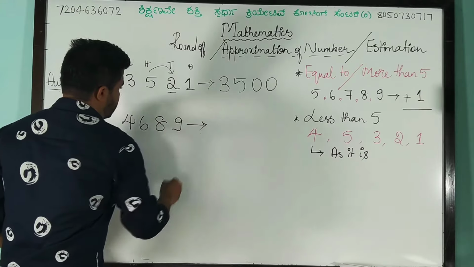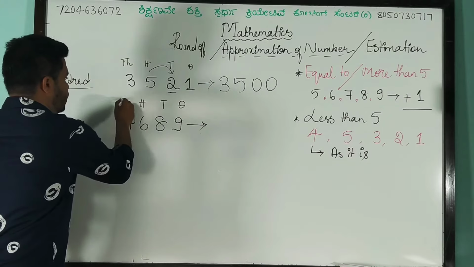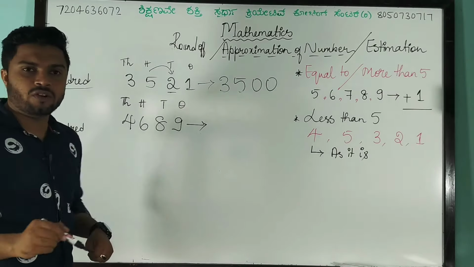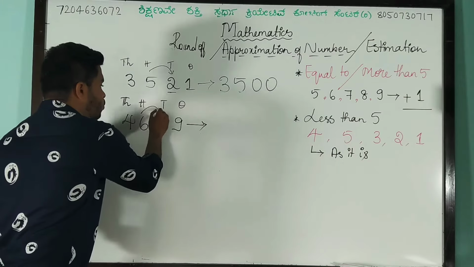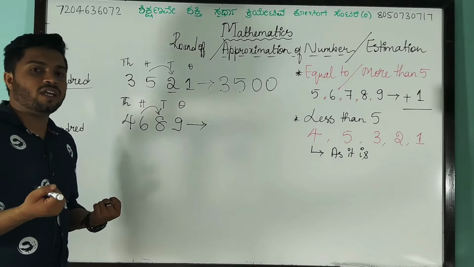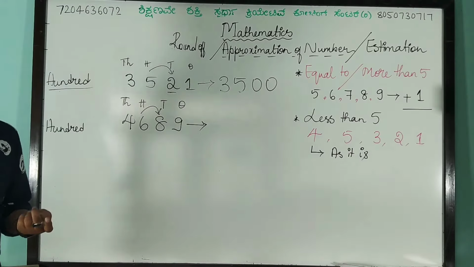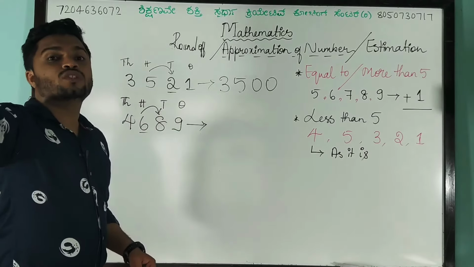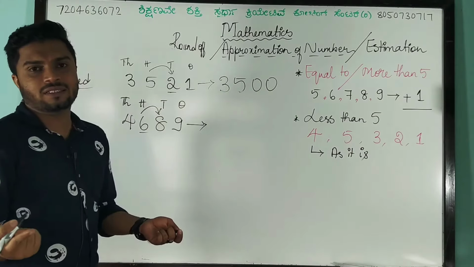4689. Again 100 place. Ones, tens, 100, 1000. You are checking it for the 100 place. What do you have in the 100 place? 6. Check out the number beside 6. What is it? 8. Is 8 less than 5 or more than 5? 8 is more than 5. Hence the number in the 100 place increases by 1. You are going to increase the number in the 100 place.